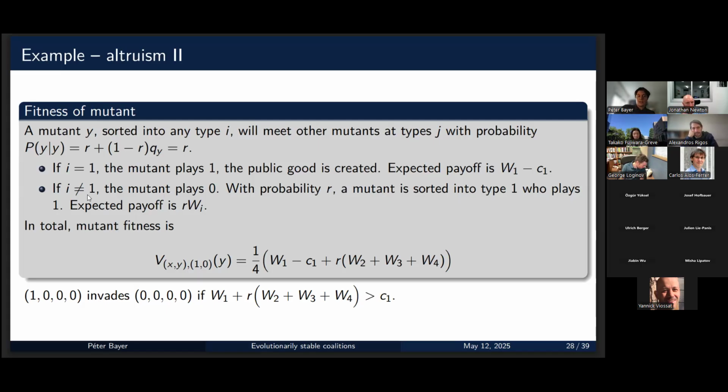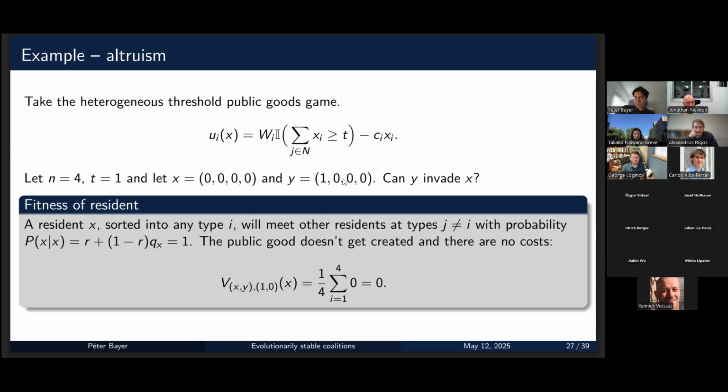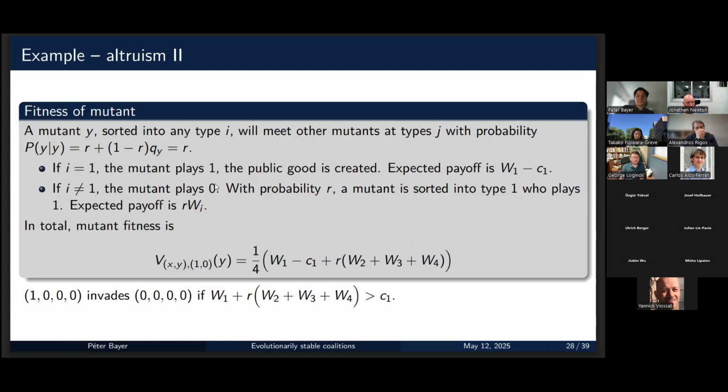If I get sorted into any other type, I will play 0, because this is just what I do in any other type. With probability R, a mutant will be sorted into type 1. And that's what I'm interested in, right? Because only in type 1 do the mutants contribute. With probability 1 minus R, a resident will be sorted into type 1, and nothing happens. But if a mutant gets sorted into type 1, they will contribute, and then I get R times WI in expectation, right? I get WI with probability R. This is what this means.